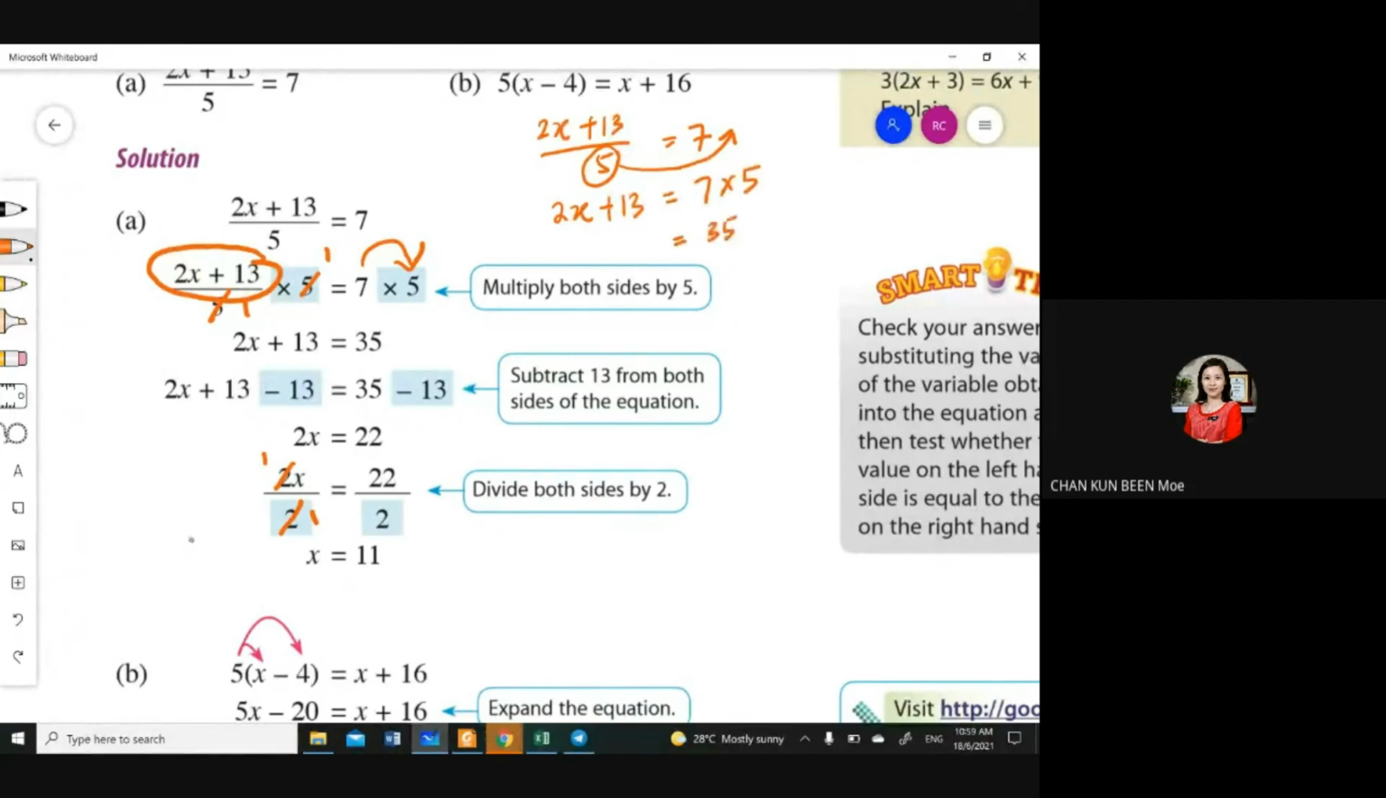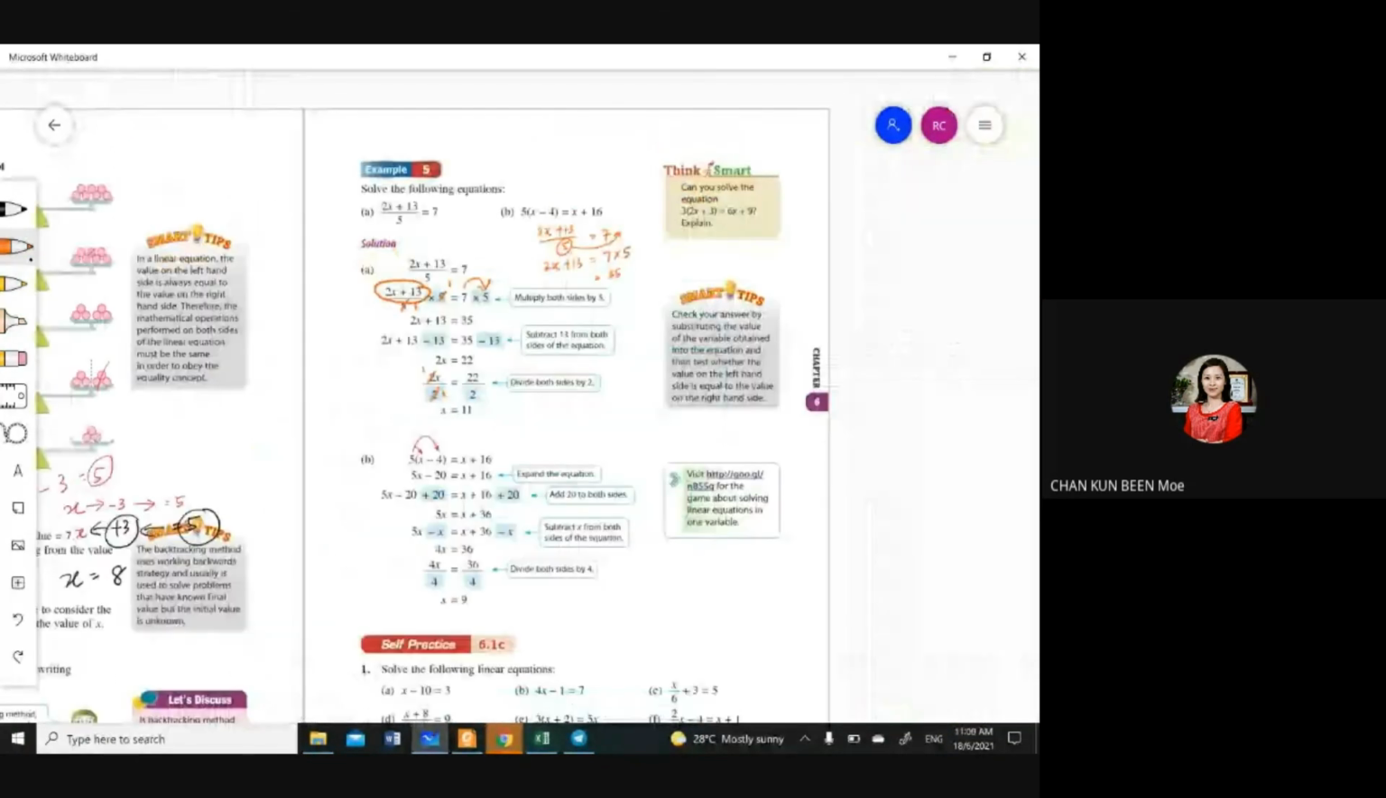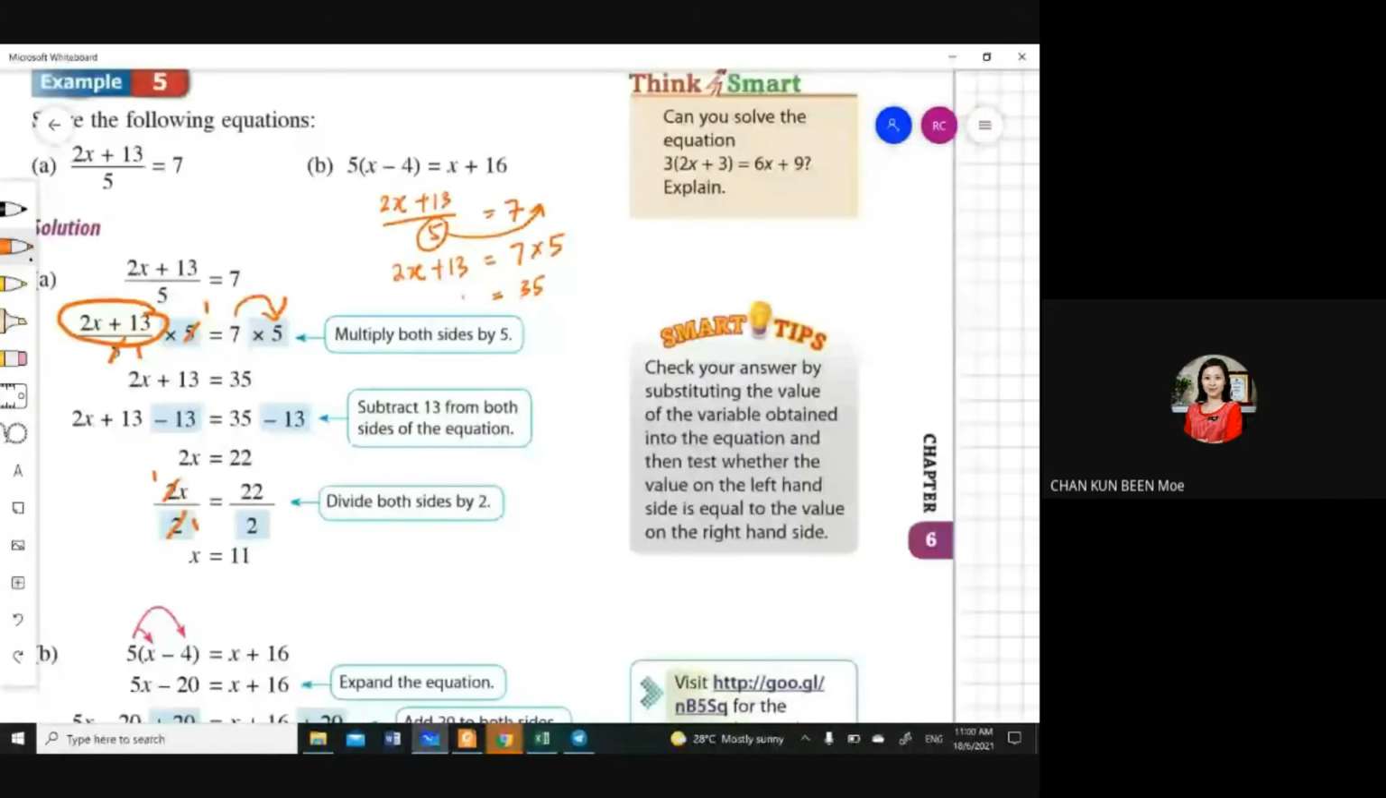So now I'm going to move the 13 here to the right. So 2x remain. When I move the positive 13 to the right, it becomes minus 13. Okay, so continue from there. 35 minus 13 is 22. So 2x is 22. Okay, so I want to get the x only. I'm going to move the 2 to the right.